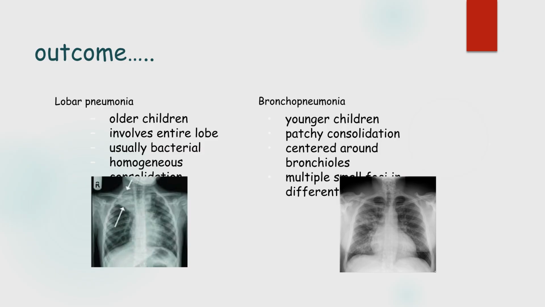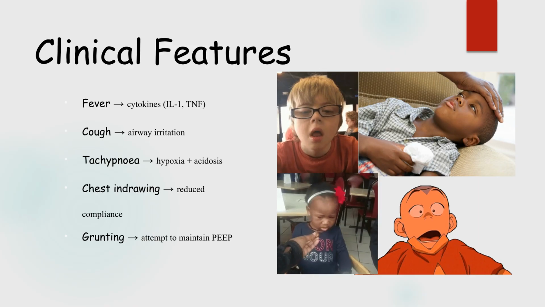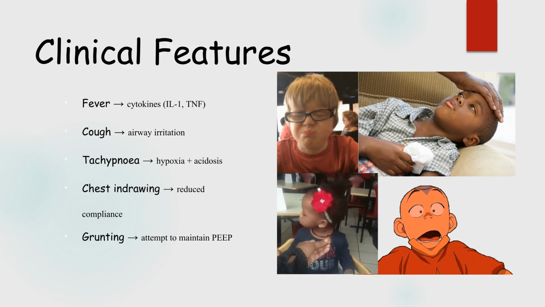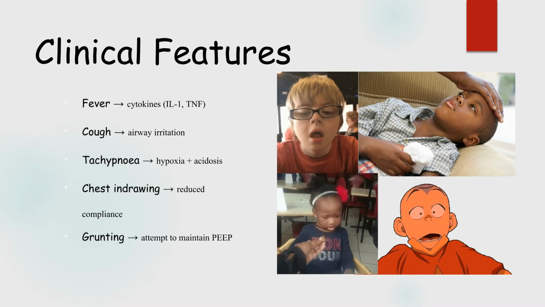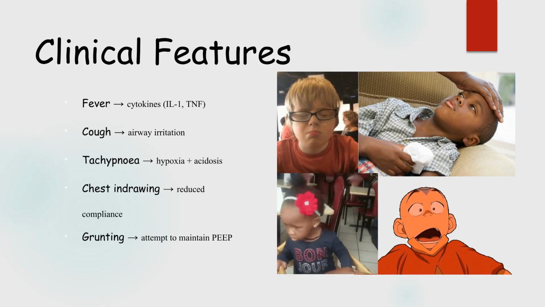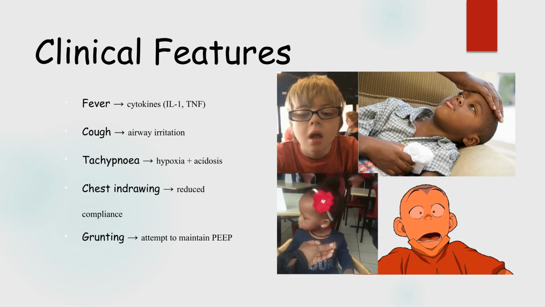Pneumonia presents as either lobar pneumonia, common in older children with homogeneous consolidation and typically bacterial, or bronchopneumonia, found in younger children with patchy consolidation centered around bronchioles. Clinical features include fever due to cytokines, cough from airway irritation, tachypnea from hypoxia and acidosis, chest indrawing due to reduced compliance, and grunting as an attempt to maintain PEEP.